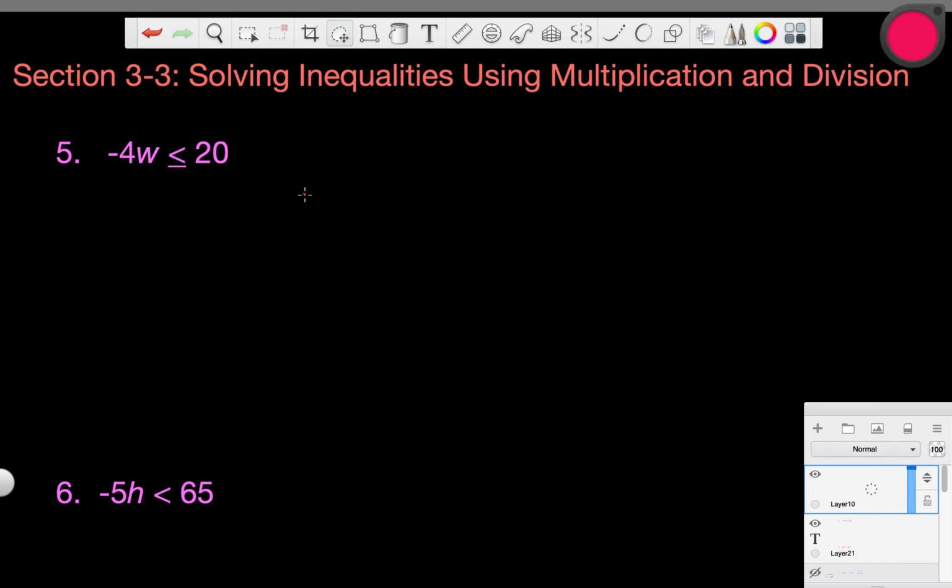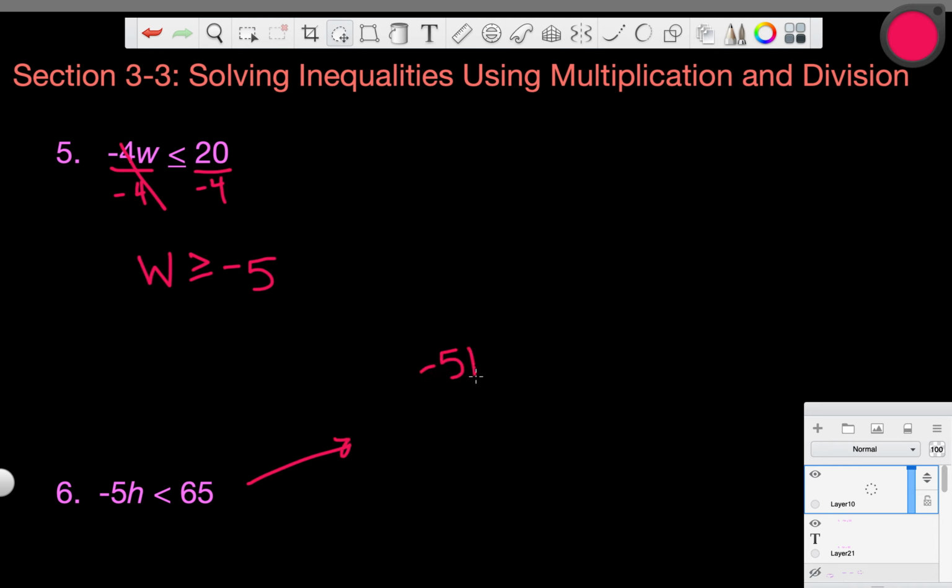So 2 more, actually. Okay, so we got -4w is less than or equal to 20. So in order to get my w alone, I see multiplication because they're just written next to each other. And we want to undo that using our inverse operation of division. So we cancel. And I get that w is greater than or equal to, notice I flipped my sign because I'm dividing by a negative number. 20 divided by -4 gives me -5.